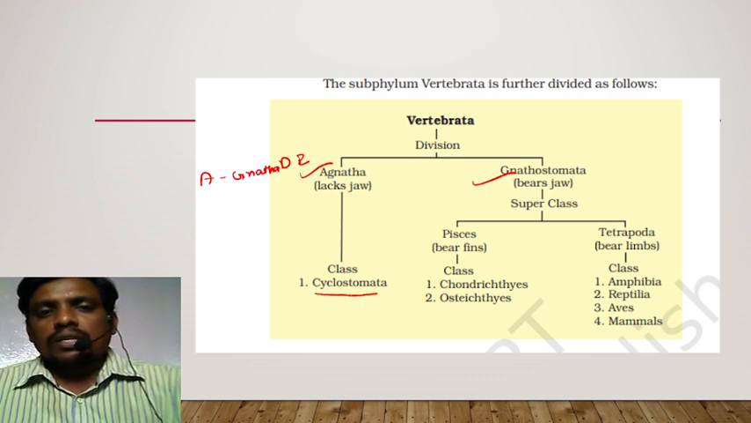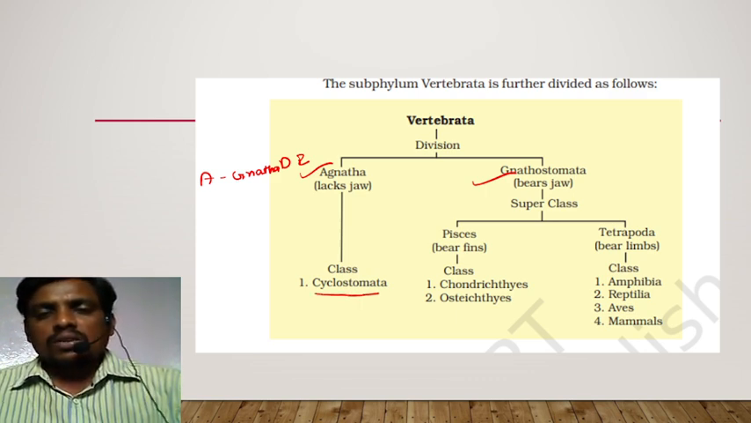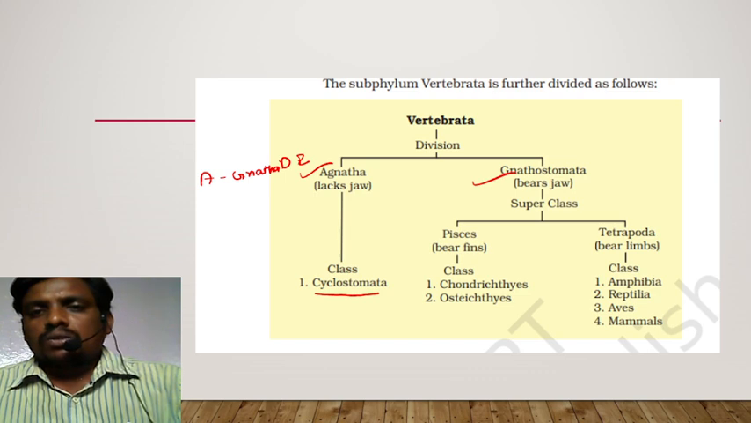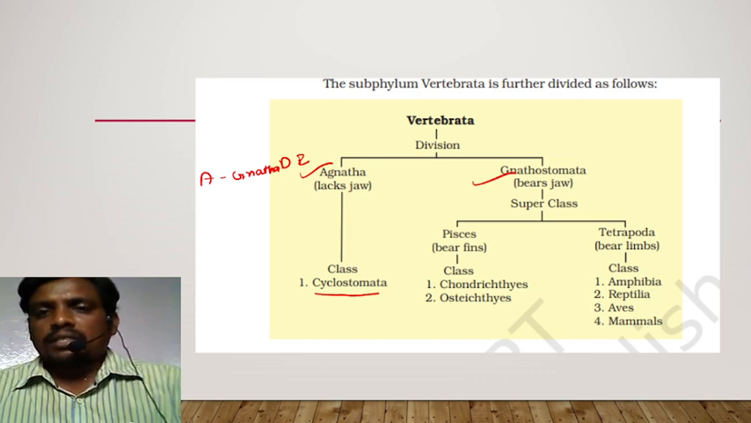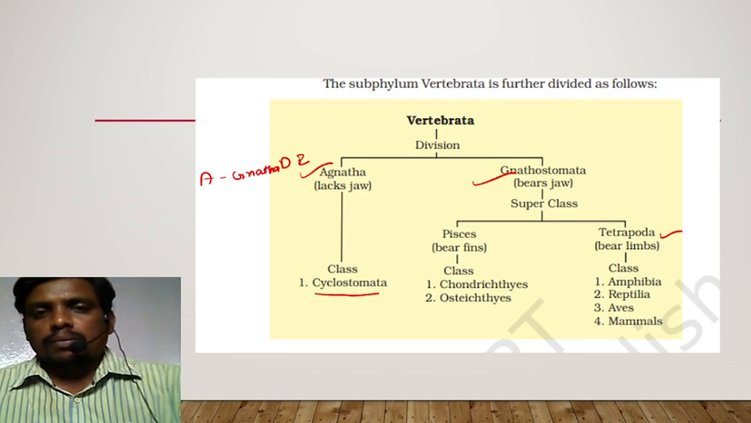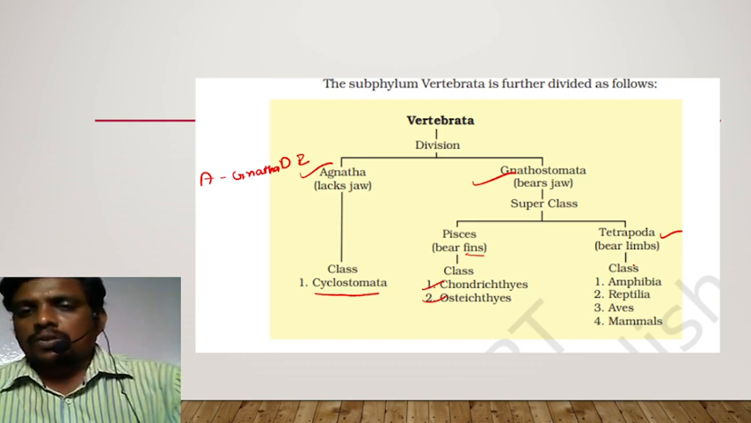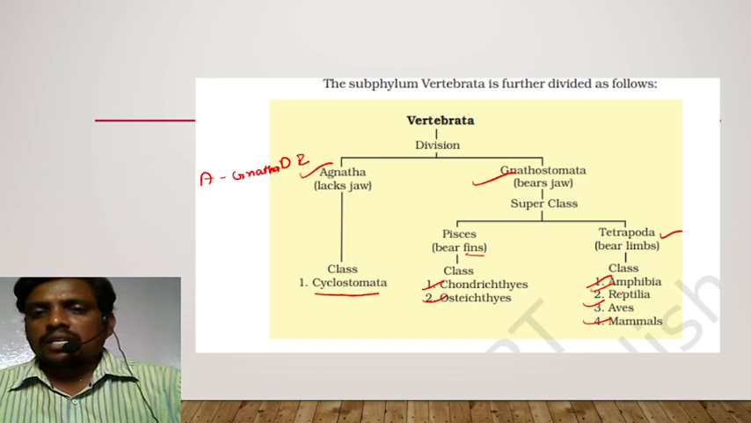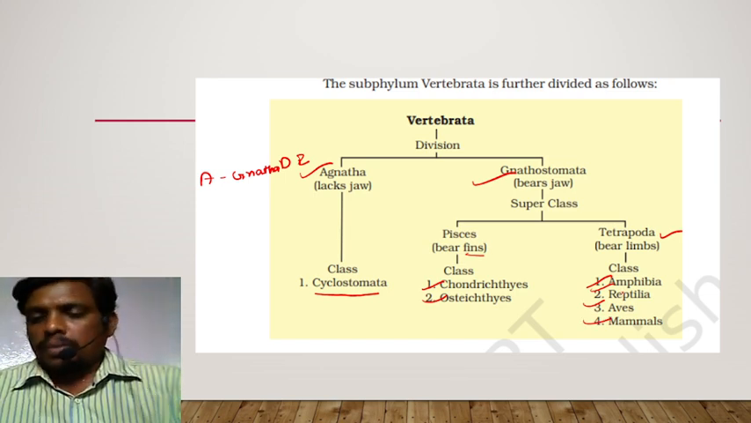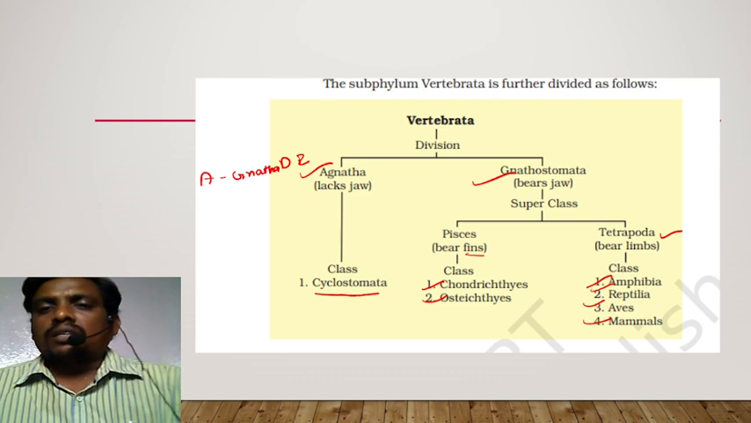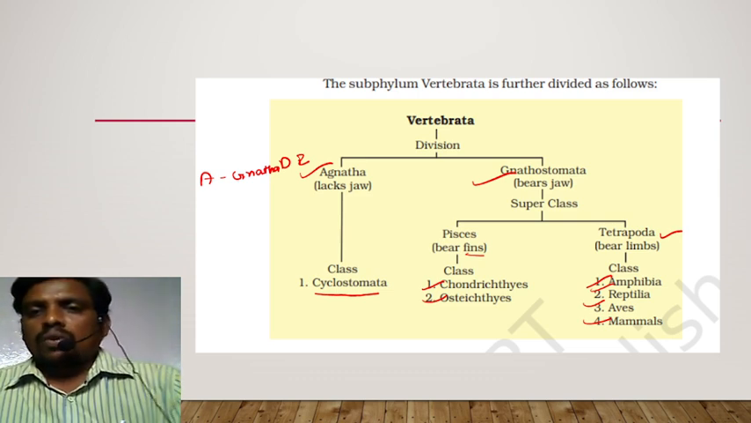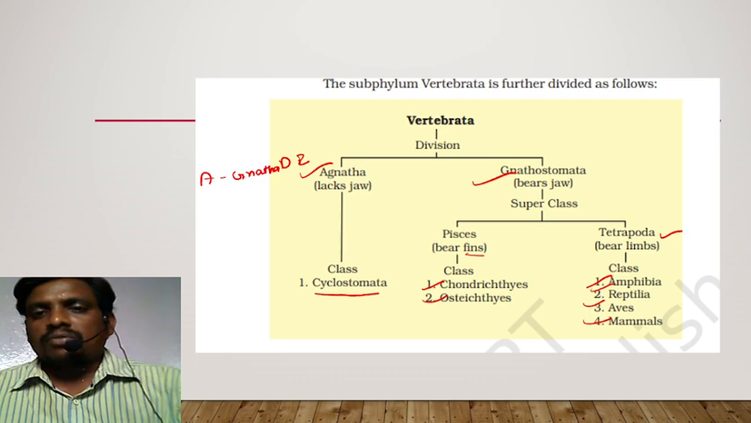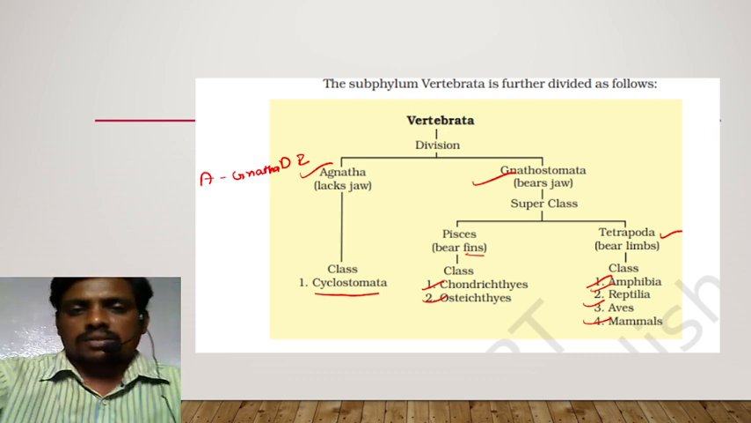Class Cyclostomata and Osteodermy, whereas in the Gnathostomata, superclass Pisces and tetrapods are there. Pisces are all fishes which bear fins: class Chondrichthyes and Osteichthyes. In the tetrapods, amphibians, reptiles, aves and mammals are the various classes. Tetrapoda is a superclass, whereas amphibia, reptile, aves, mammals are classes.